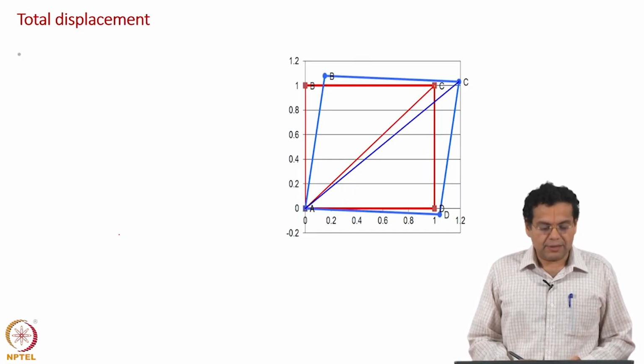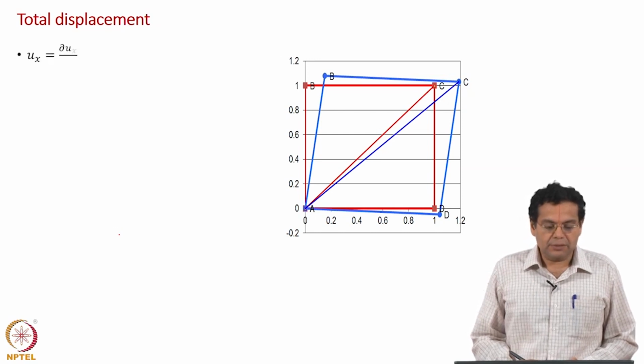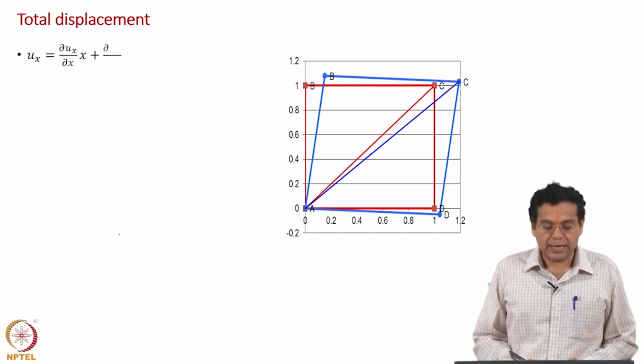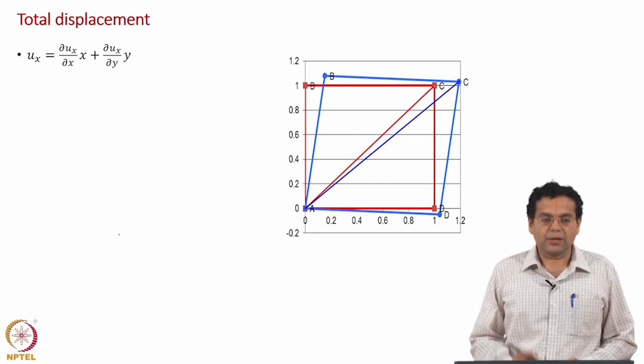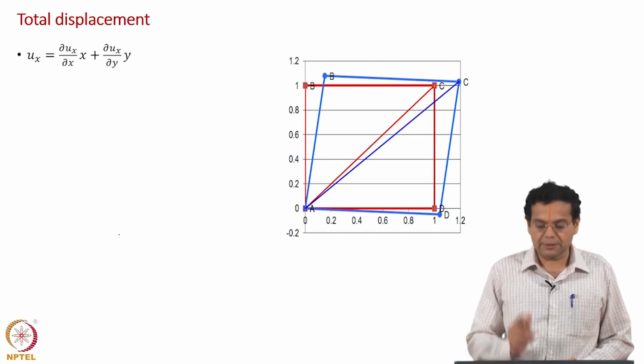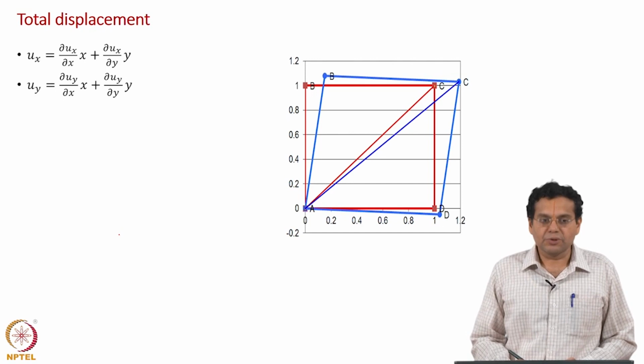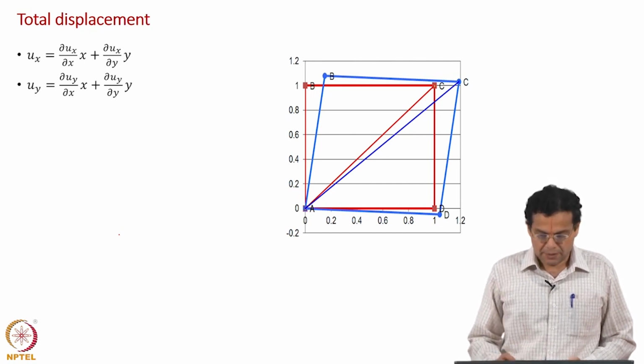Okay. Now, we will calculate u_x is equal to ∂u_x/∂x times x plus ∂u_x/∂y times y. Okay. This is the simplified version of the general expression. Similarly, we can write for u_y also.